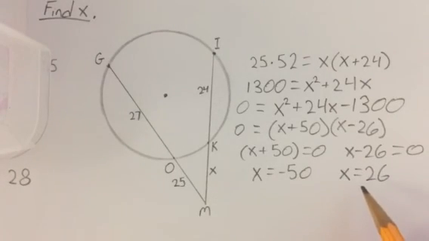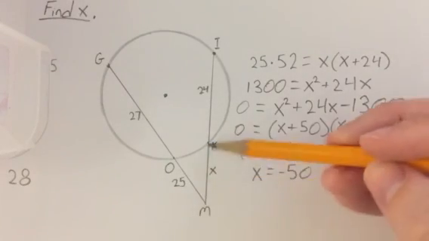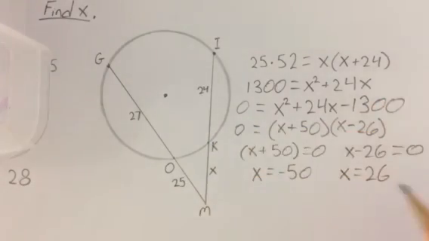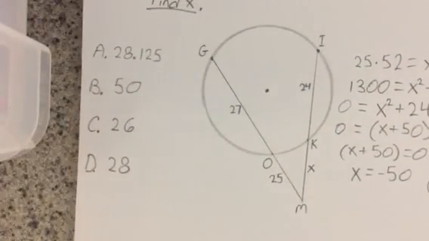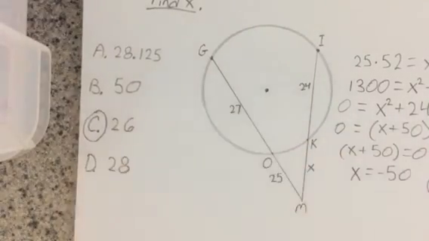So you just have to think logically which one works in this problem. Obviously, our x is a part of a segment here, so it's going to be a positive number, so it's going to be positive 26. So we look at our answer choices. Of course, they give you both a 26 and a 50, but it's this one. There you go.